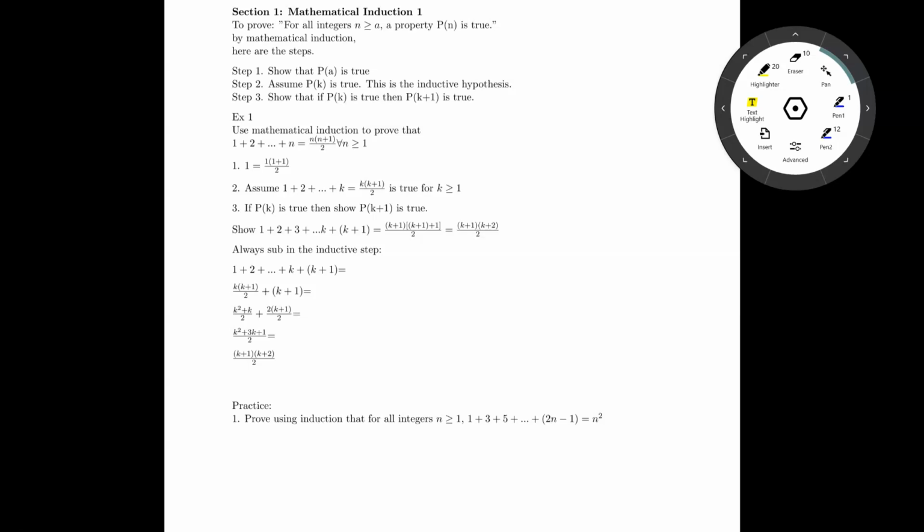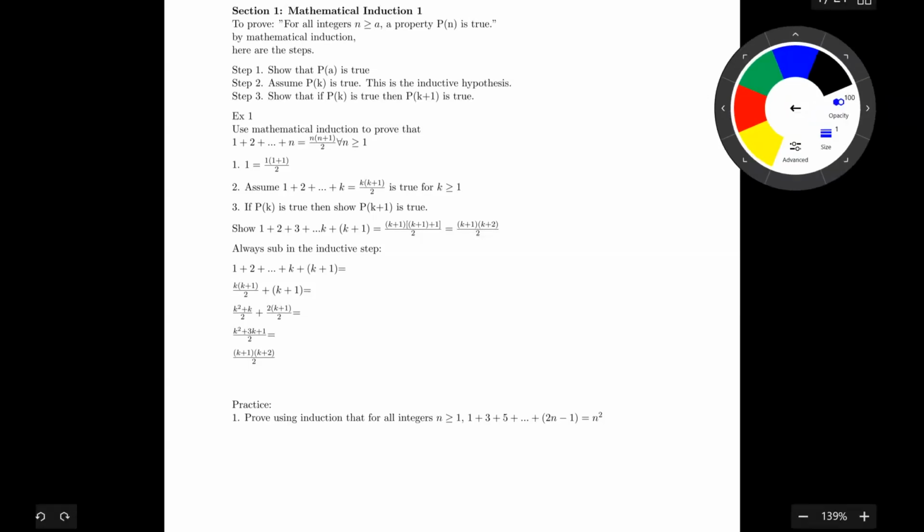Okay, so this is proof by mathematical induction. So we're going to have case 1 and case 2. So here's the first part. So this is what we're going to do. We're going to show, here are the steps for math induction proofs.